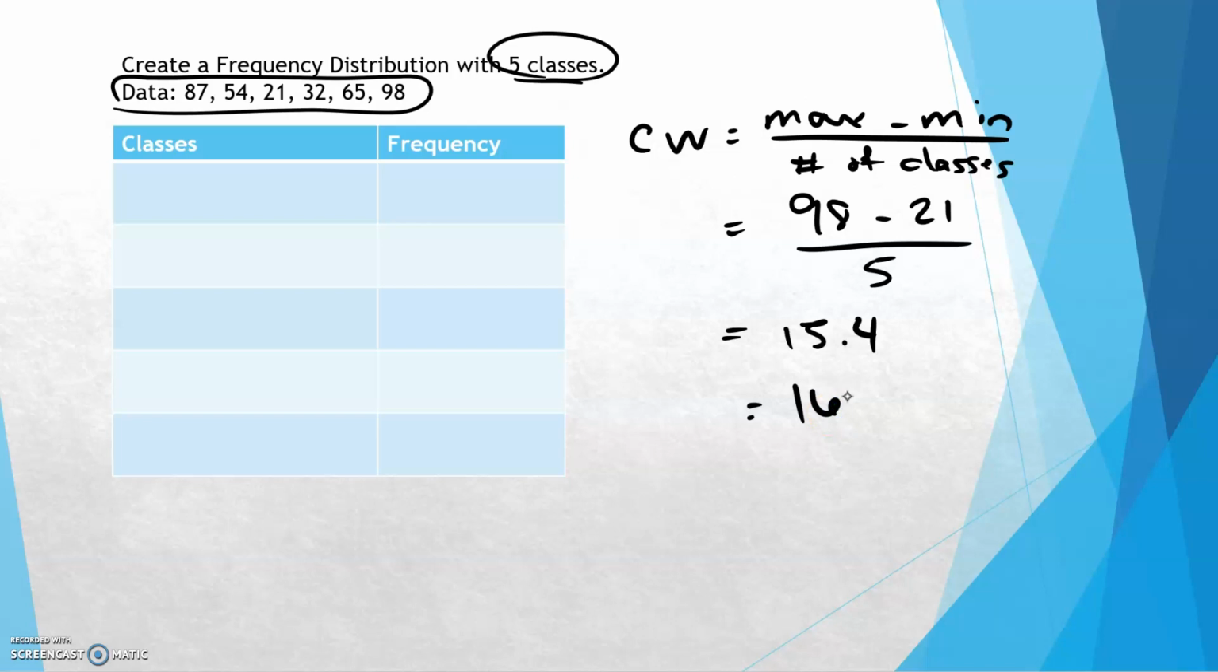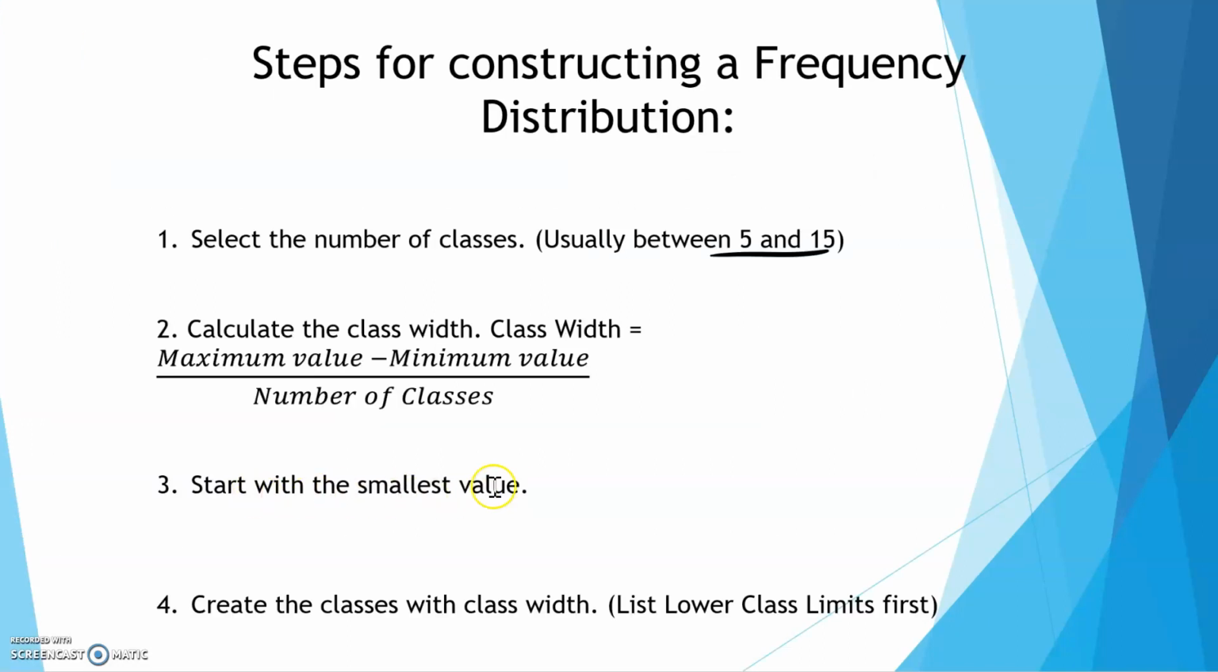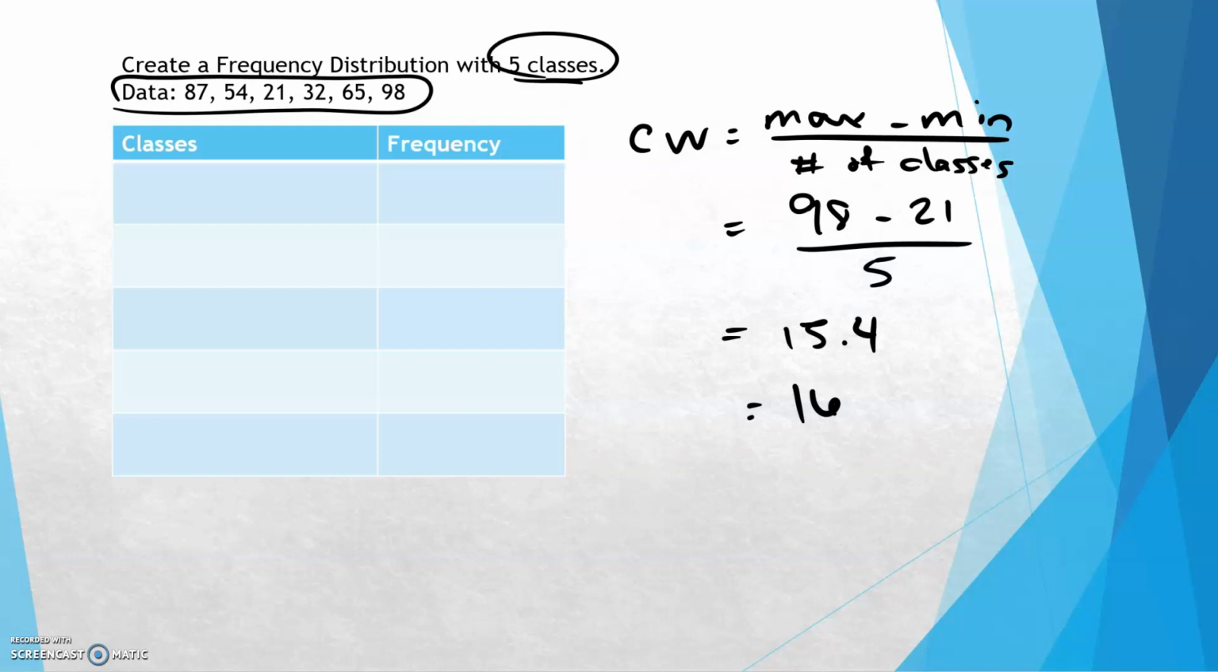Okay. The next thing that we need to do is to start with the smallest number, and then create the classes with the class width. We're actually going to be creating the lower class limits first. Okay, start with the smallest number, which is always the same as this right here. That'll go right here. And then I'm going to add the class width to this number. So 21 plus 16, 37. 37 plus 16, 53. 53 plus 16, 69. And 69 plus 16, 85. Okay, so that's our lower class limits.